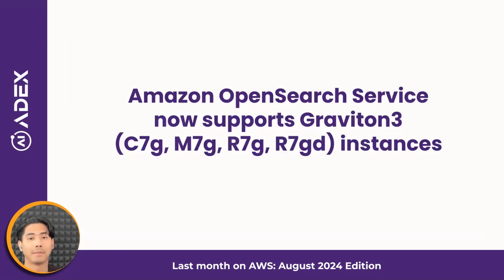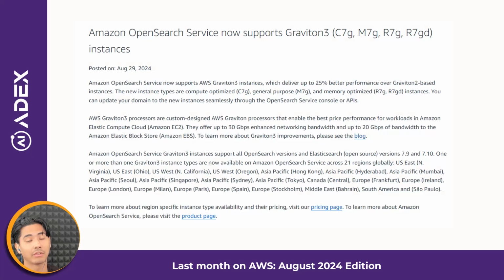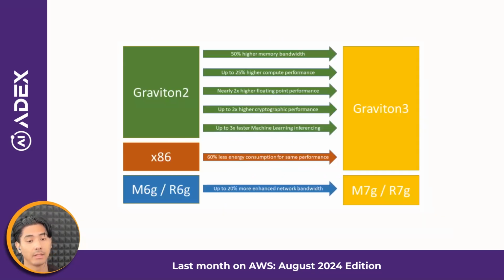And for our next update, Amazon OpenSearch Service now supports AWS Graviton 3 instances, which actually offer up to 25% better performance than the Graviton 2 based instances. The new instance types include compute optimized, memory optimized, and general purpose options. You can easily upgrade your domain to these new instances through the OpenSearch Service console or APIs.